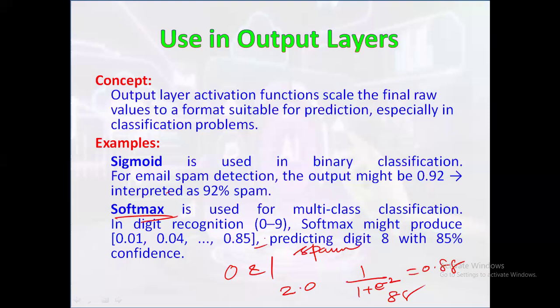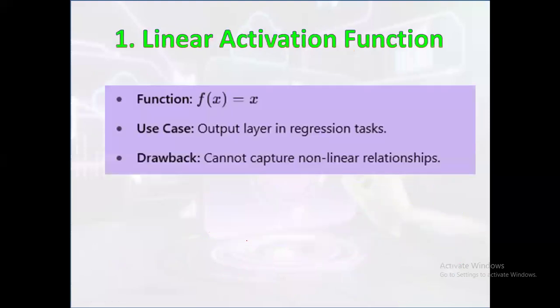In multi-class cases like digit recognition, meaning 0 to 9, softmax is applied to the outputs, with values like 0.01 and 0.0 for the other digits. This helps us interpret the prediction as digit 8 with 85% confidence. And we'll see the various types of activation functions.